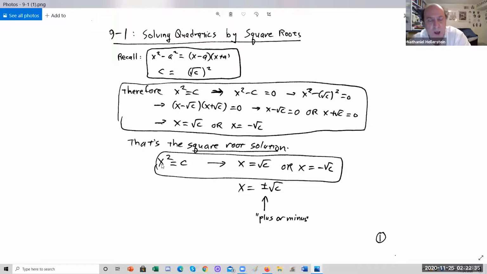Square root solution. X squared equals c means x equals root c or minus root c. We'll often write that as plus or minus root c. This symbol means plus or minus. It means two numbers, really. It's basically we take square roots of both sides, and they'll throw in a plus or minus because that's how square roots work.